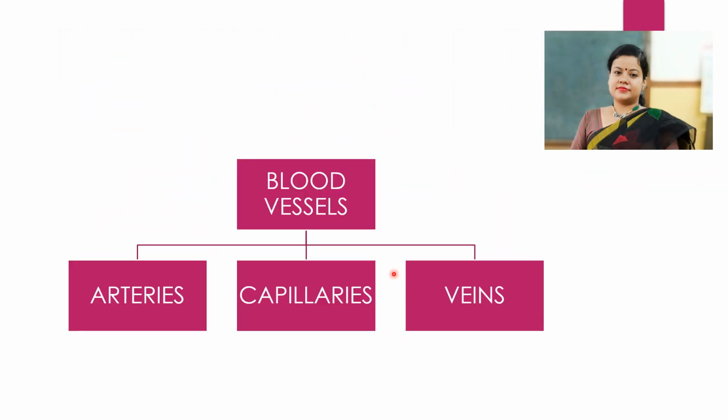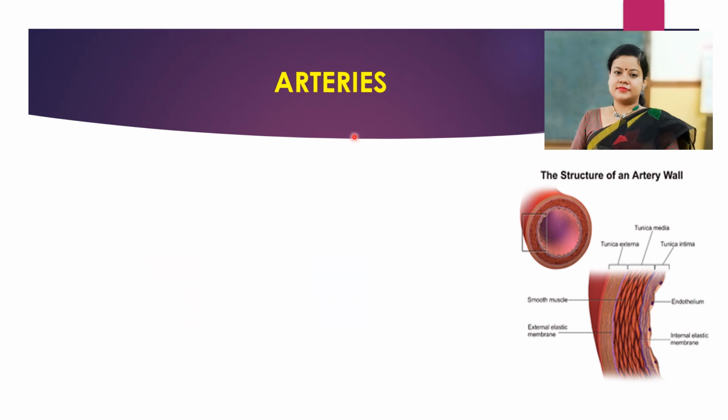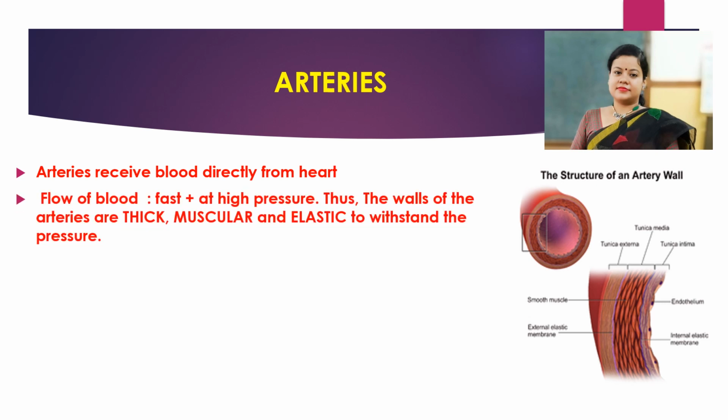There are three kinds of blood vessels: arteries, capillaries and veins. We will learn about each of the blood vessels one by one. To start with, arteries. Arteries receive blood directly from the heart. Flow of blood inside the artery is fast and at a high pressure. Thus, the walls of the arteries are thick, muscular and elastic to withstand the pressure.